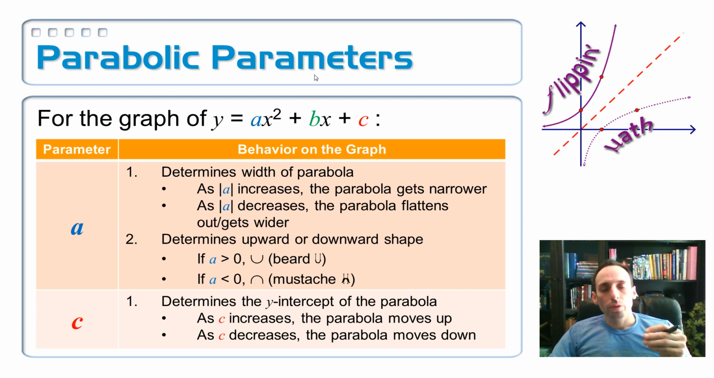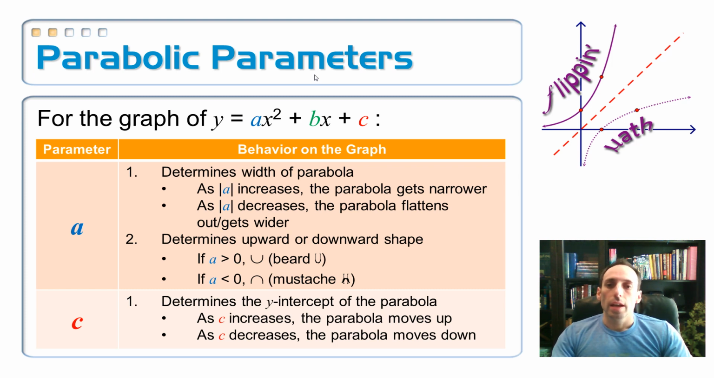Now we don't talk so much about the B, just the A and the C. So the A is going to determine the width of that parabola. And as its absolute value gets bigger and bigger, further away from 0, then our parabola actually gets skinnier and skinnier and skinnier. It's like a weird diet where you eat a whole bunch, but you actually get skinnier.